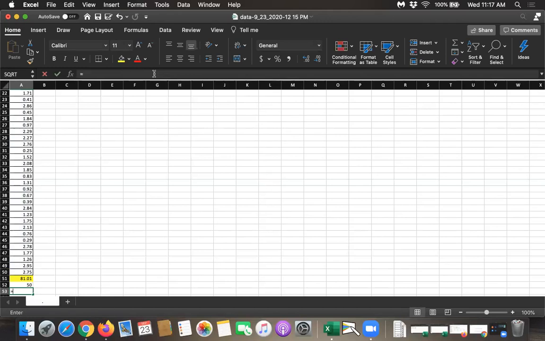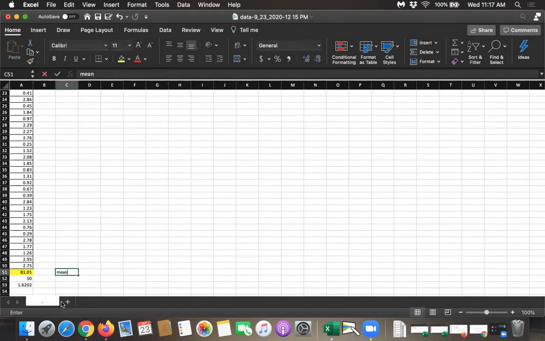So the mean is this sum, so I select this cell. I type equals, and then I select this cell, divided by the total number of items, that's that count. And then if I hit enter, I get the mean.